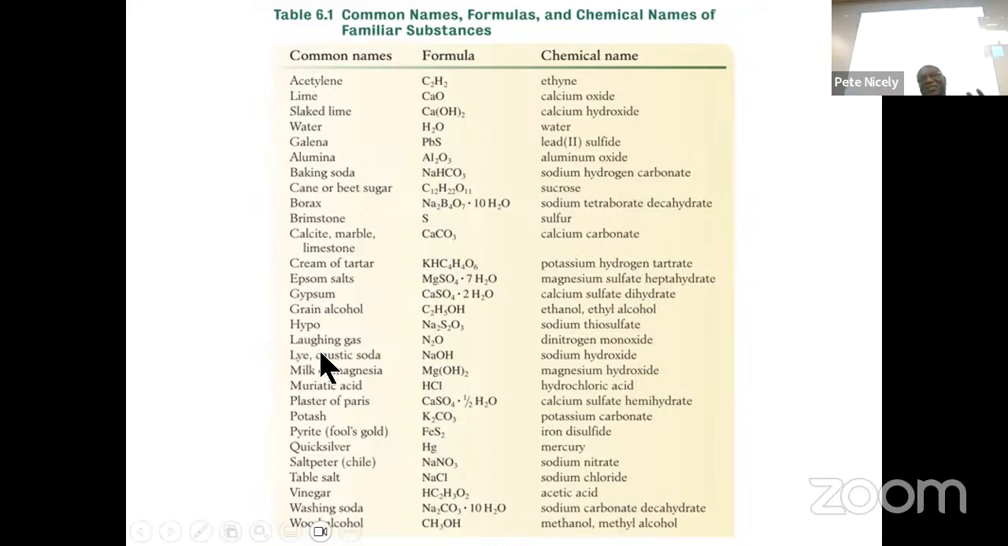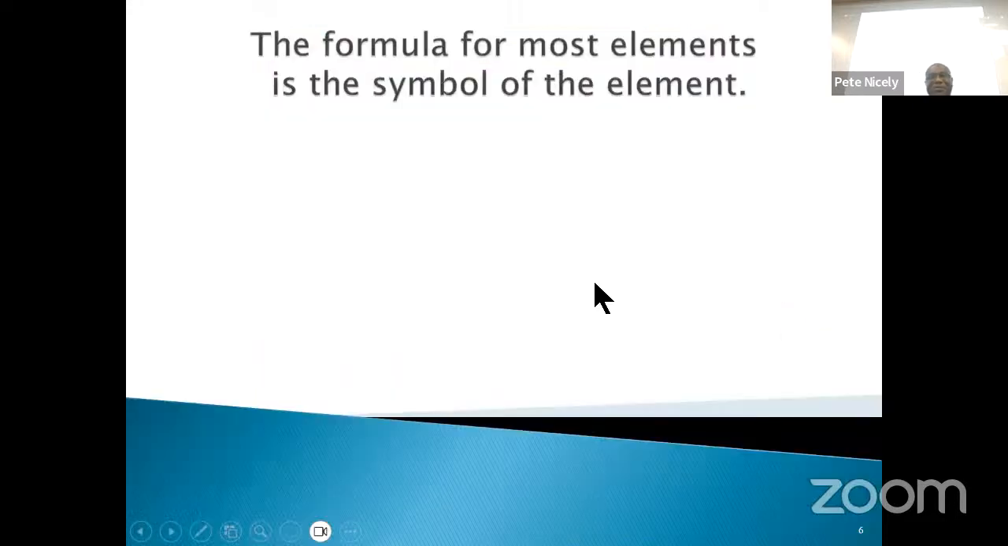The common names basically, as I said before, give some ideas as to the type of properties that they display, right? But they don't help you in terms of the composition. Okay, so that's just to give you some examples of the side-by-side comparison between common names and chemical names.